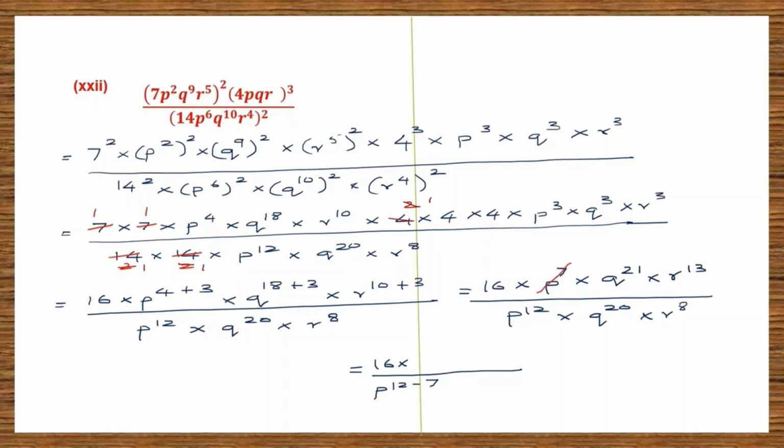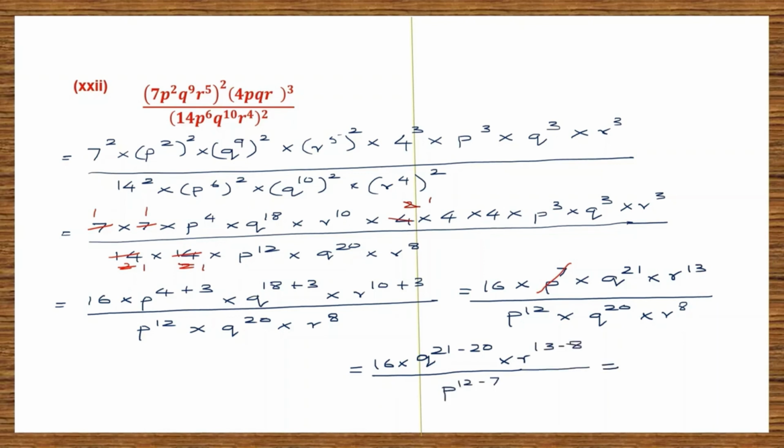Now let's see what we have remaining. Now we have q to the power of 21 by q to the power of 20. So that is 21 minus 20. So that is q to the power of 21 minus 20 into, now let's look at r. R to the power of 13 and 8 is down, so 13 minus 8. So that is r to the power of 13 minus 8.